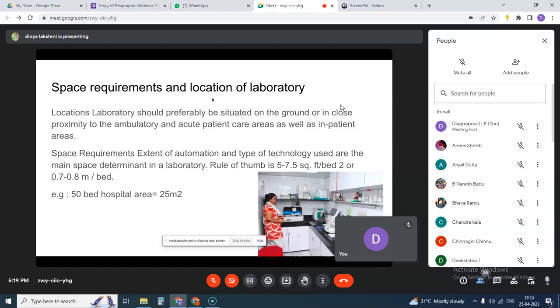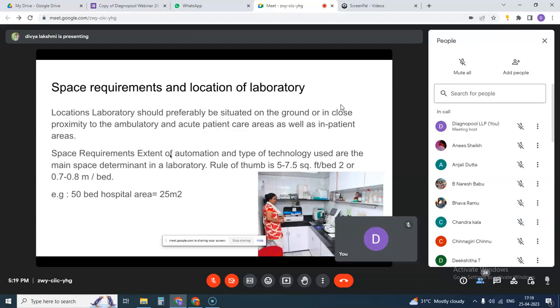Coming to the space requirements and location of the laboratory, the lab should preferably be located on the ground floor. But if by chance it is located on the upper floors, good lift services should be there so that samples from both IP and OP cases can reach the lab as soon as possible.